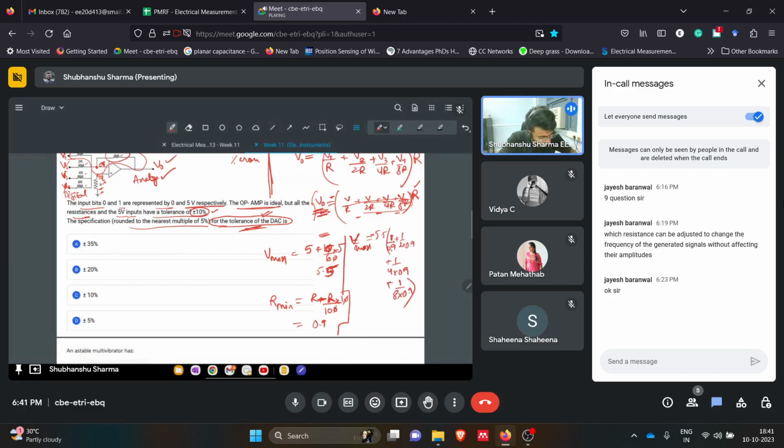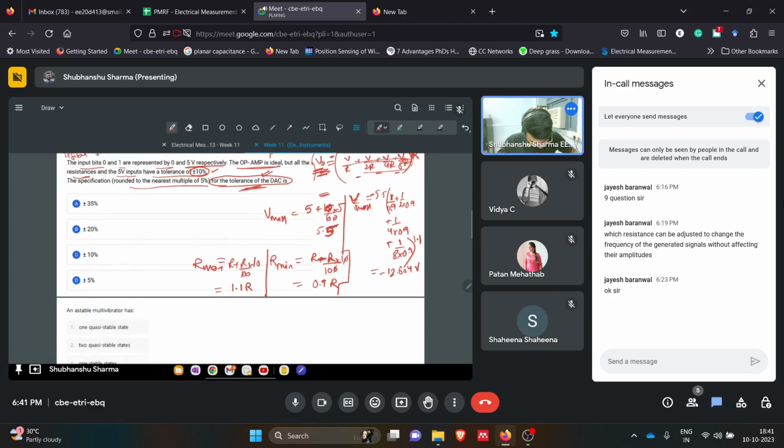Okay, and then we have this r here also, but for that r we will be using the maximum of that r, that is 1.1. So r max will be r plus r by 100 into 10, that will be 1.1 r. So this is the key thing. Okay, by solving this we will get minus 12.604 volts. So this is V max.